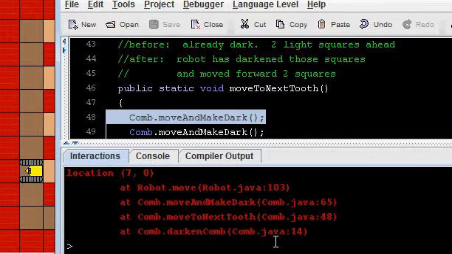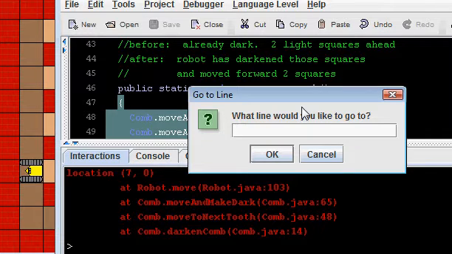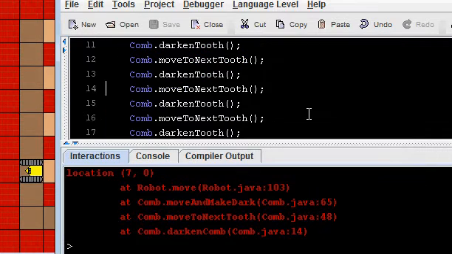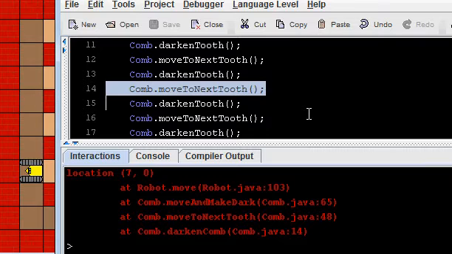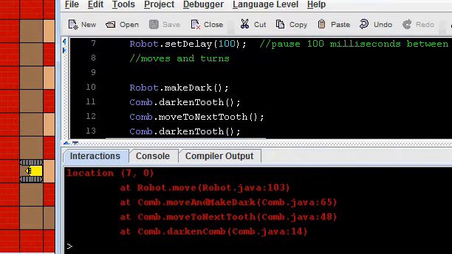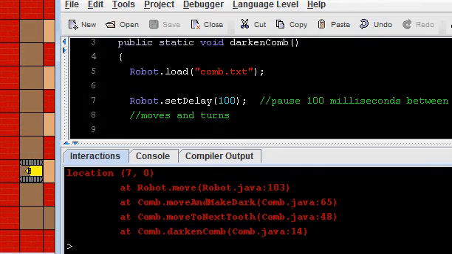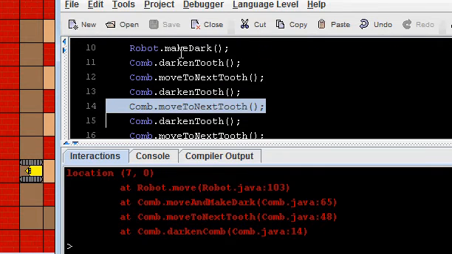So now we've backed up all the way to darken comb line 14, where move to next tooth was called. So I hit Control G in DrJava, and I tell it I want to go to line 14. And there we are, line 14. So here's me calling move to next tooth, apparently where I shouldn't have. Well, now, wait a second, that's surprising, because this looks pretty harmless, right? This is my main darken the whole comb, and it makes perfect sense to me.